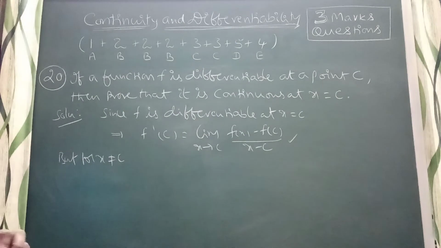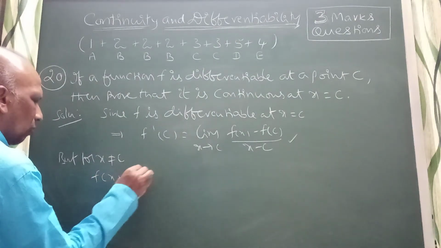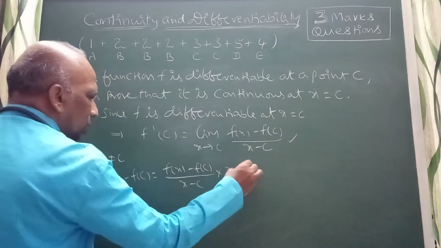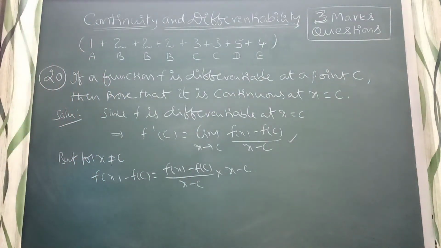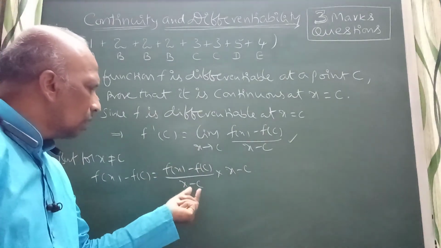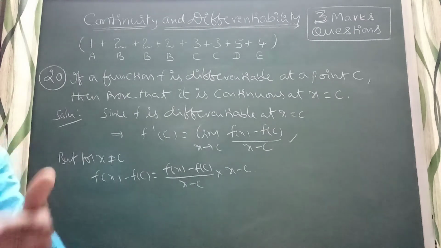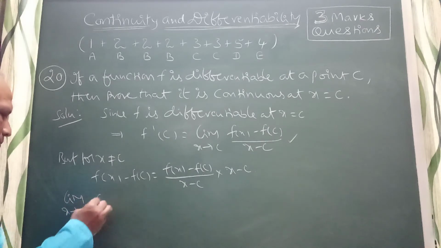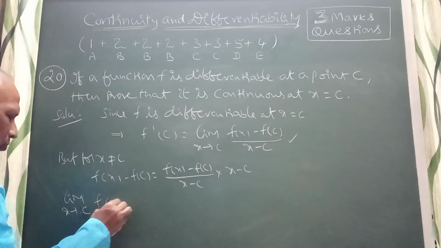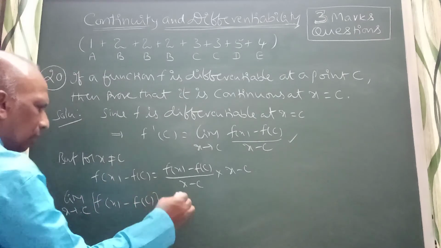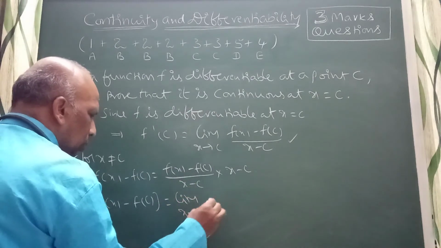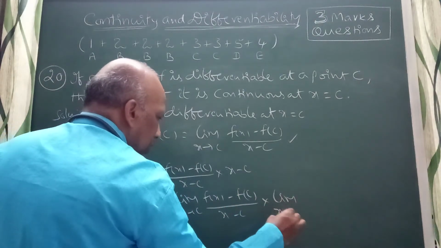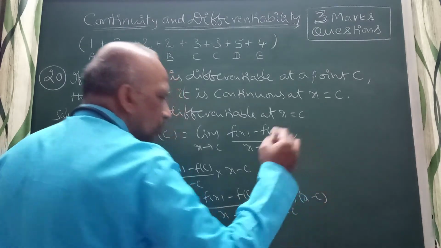But for x not equal to C, you can consider f of x minus f of C is equal to f of x minus f of C by x minus C into x minus C. Just you take for convenience, f of x minus f of C equal to divide by x minus C, multiply with x minus C. Now applying the limit x tends to C on both the sides: limit x tends to C, f of x minus f of C equals limit x tends to C, f of x minus f of C by x minus C into limit x tends to C, x minus C.